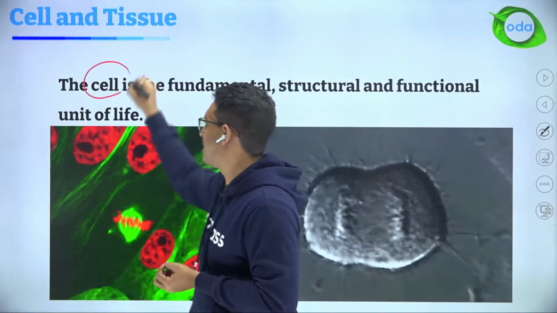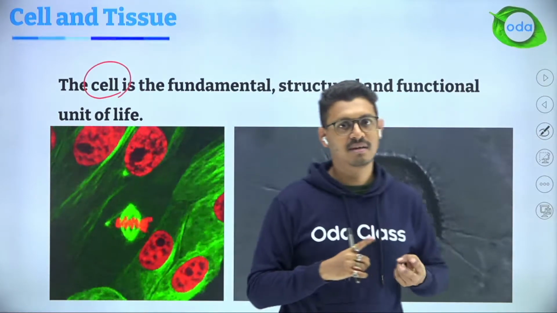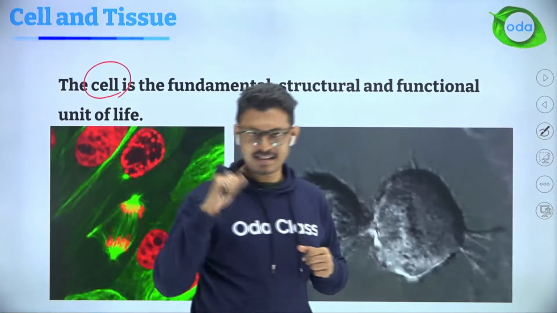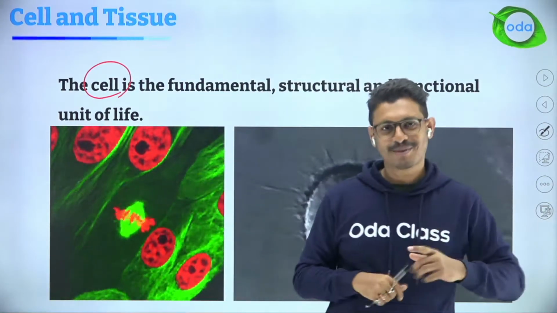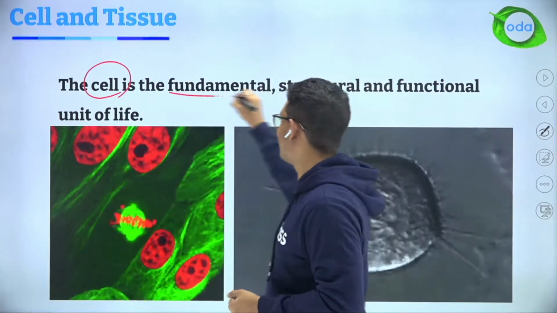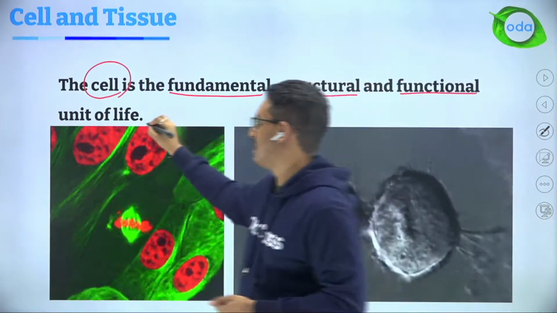first let's understand the fundamental unit of life, which is called a cell. Now, when I say cell, cell can be a lot of different things. Cell can be a cell phone, cell can be a jail or prison, cell can also mean this cell, the cell can also mean a battery. But when a biologist says cell, what we mean is the fundamental, structural, and functional unit of life.